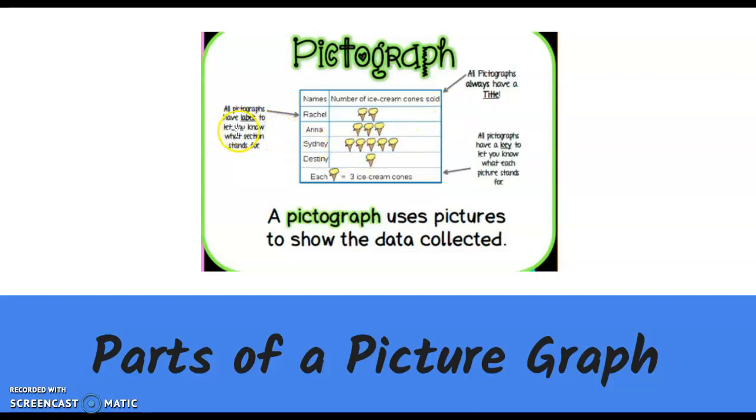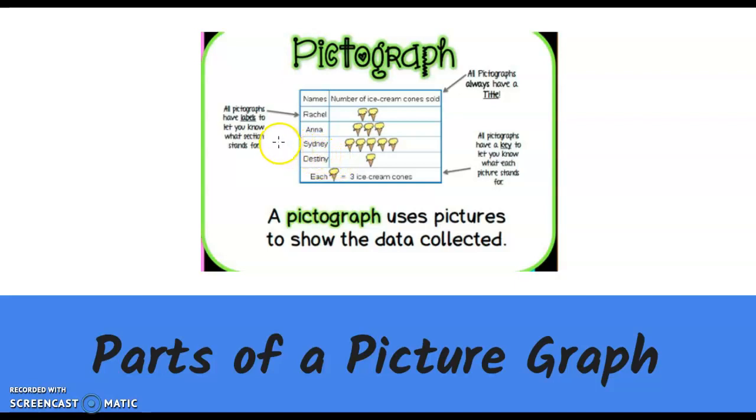All pictographs have labels to let you know what the sections stand for. So we know right here that this section is telling us about the names of the people who sold ice cream. We have Rachel, Anna, Sydney, and Destiny.